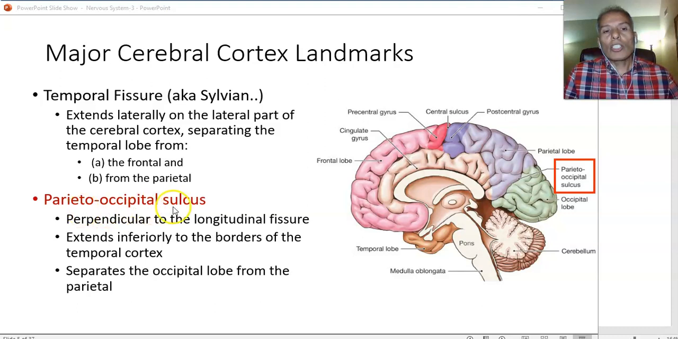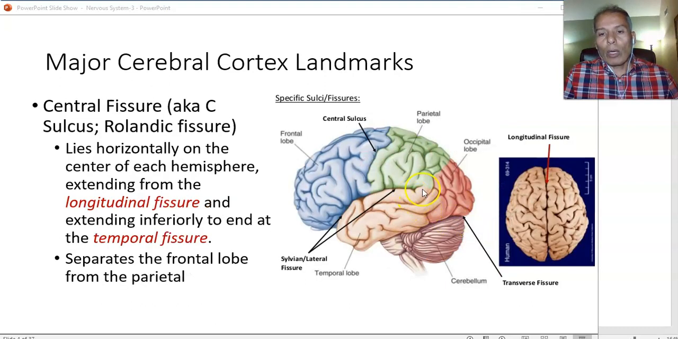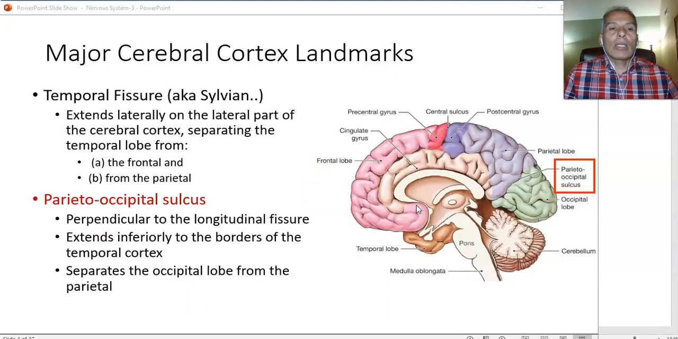The parieto-occipital sulcus is, as the name suggests, a fissure or sulcus that divides the occipital lobe from the parietal lobe, right here, between the green line and the purple line. And it is perpendicular to the longitudinal fissure. So the longitudinal fissure is here, and it's perpendicular to it. It extends inferiorly to the edges of the temporal cortex, like here. So again, it separates the occipital lobe from the parietal lobe.